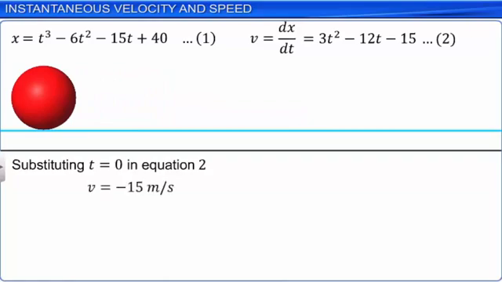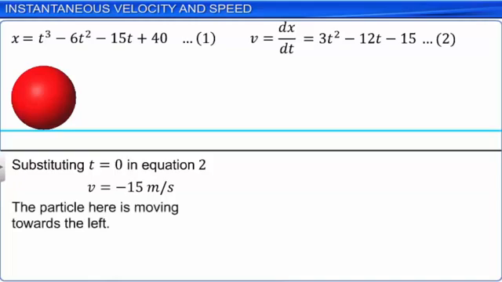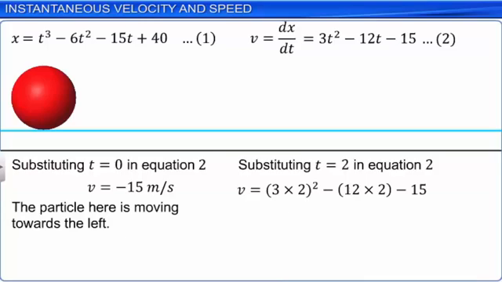At t equal to 2 seconds, we need to find the value of v. Substituting t equal to 2 in equation 2, v is equal to 3 multiplied by 2 square minus 12 multiplied by 2 minus 15, which is 12 minus 24 minus 15, which is minus 27 meters per second. The particle here is moving towards the left.